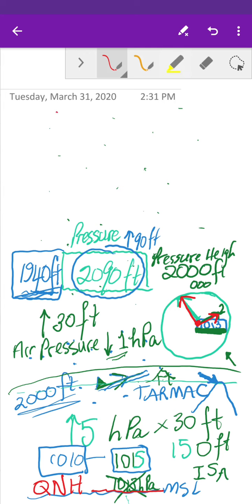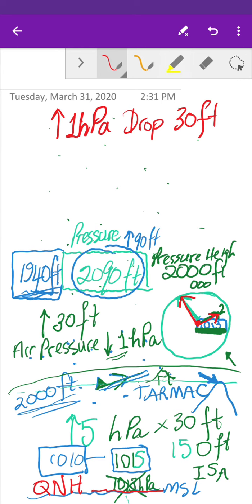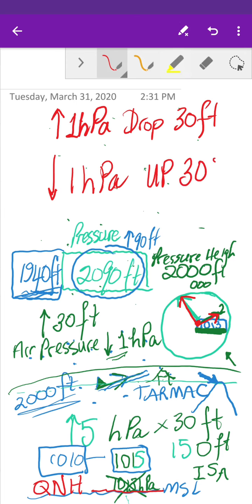And just to revise, if you go up one hectopascal, if the pressure increases, that means you drop by 30 feet on the altimeter. We'll think you come down 30 feet. If you reduce your pressure by 1 hectopascal, the plane will think it's gone up by 30 feet, and you will get an increase of 30 feet on your altimeter, even if the plane's sitting on the ground going nowhere.